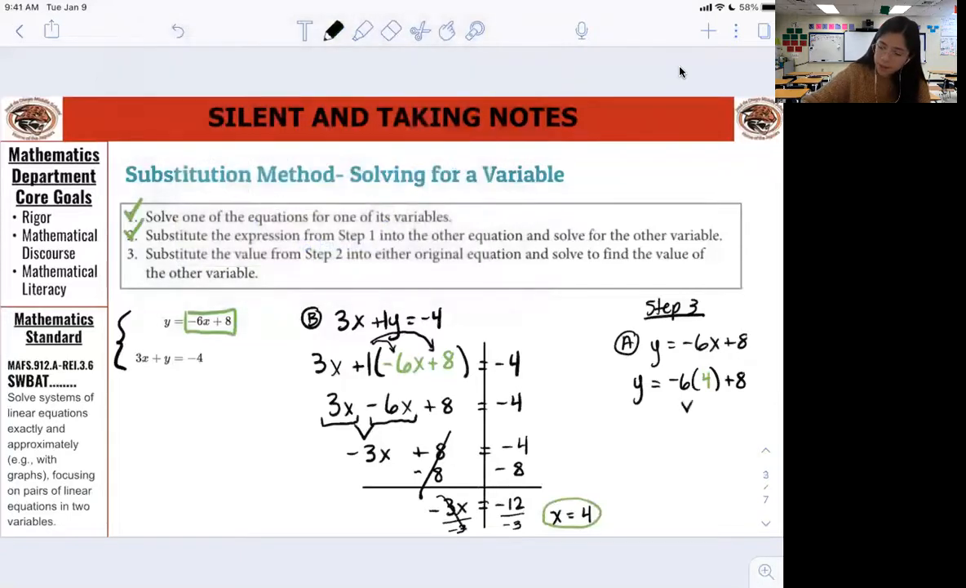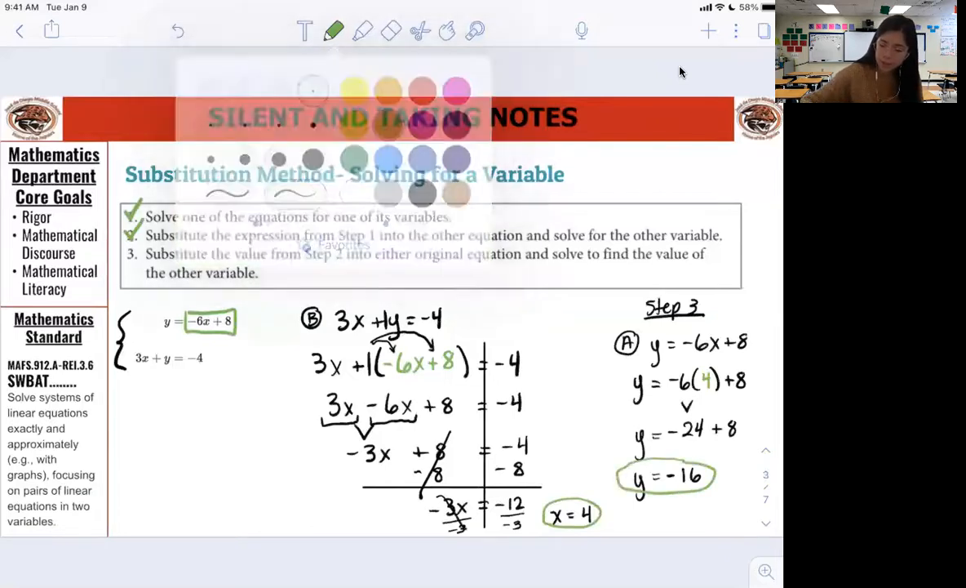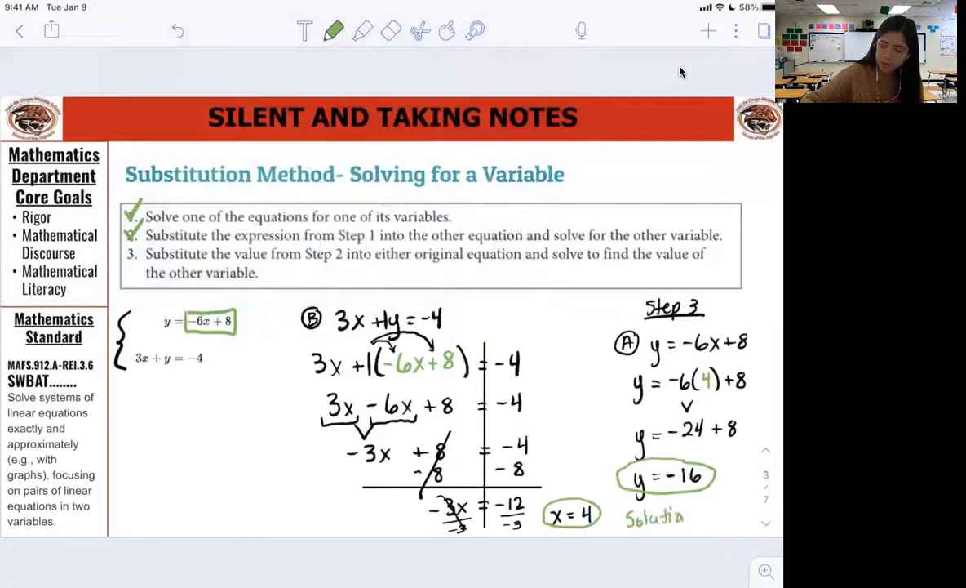Negative 6 times 4 is negative 24. And negative 24 plus 8, so think about it, you are starting at negative 24 and then you're adding 8, so it's going to become less negative. If you're on an elevator, you'd be going up. So my final answer is negative 16. All right, so in this case, I have one solution, which is 4 comma negative 16.